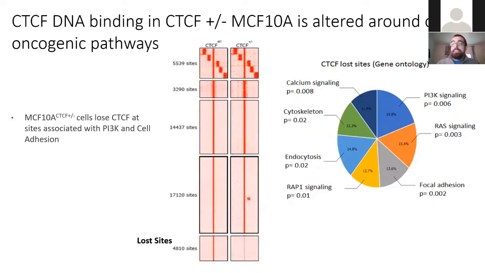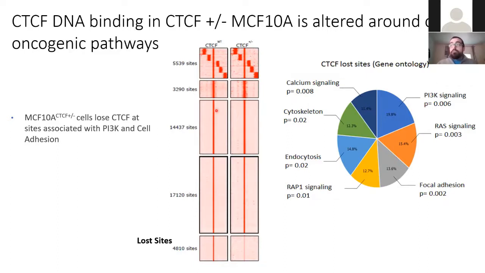And we did see loss of CTCF binding in our genome on about 5,000 lost sites. And these lost sites were found around genes involved in the PI3K pathway and on the promoter of SNAIL. So now we have the oncogenic phenotypes driven by the loss of CTCF, the changes in gene expression that drive these phenotypes, and we know that there are altered sites of CTCF binding around these genes.